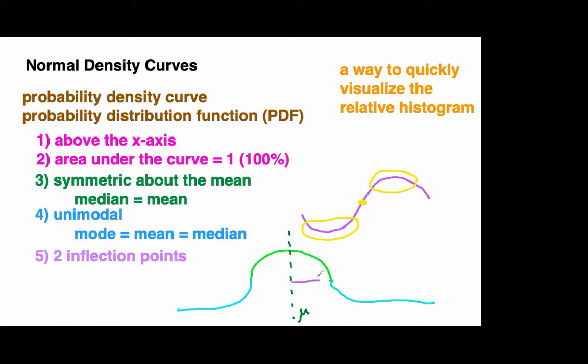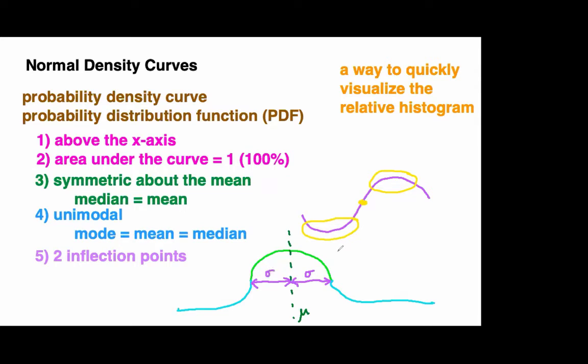Now it turns out that if you go the distance from the center to the first inflection point, that distance is the standard deviation of the distribution. By symmetry, it is the same if you go to the inflection point to the left or to the right. The distance from the mean to the inflection points is one standard deviation. Said another way, the distance between the inflection points is two standard deviations.